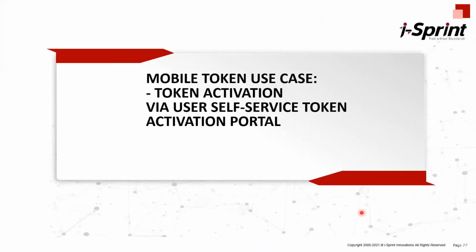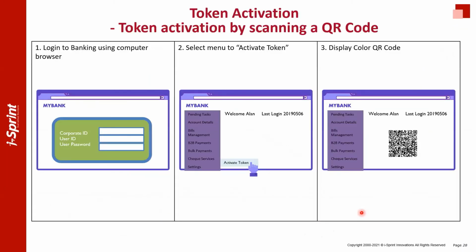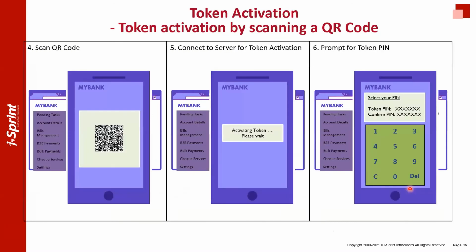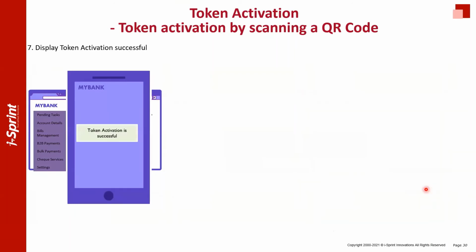Okay, so this one is the use case for token activation. Just now in the demo itself, the QR code will be displayed for the user to scan using the mobile token application. Then we'll prompt the user to key in the token PIN, and then token activation is successful. So this one is by scanning a QR code for token activation.